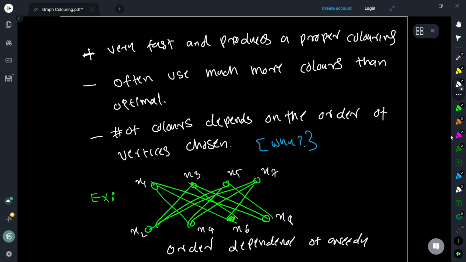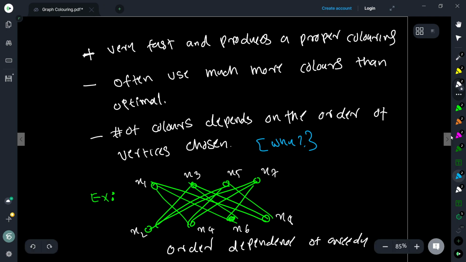Because when the graph is given to me, it may not be in this form, right? It may be just a set of vertices and their neighbors. So I don't know whether the graph is bipartite, what the order is, or what the independent sets are. I don't know anything. I just know the neighborhood, as the computer is given basically the adjacency matrix or adjacency list. So I pick some random order, let's say, and then what will happen if I choose this order to color?